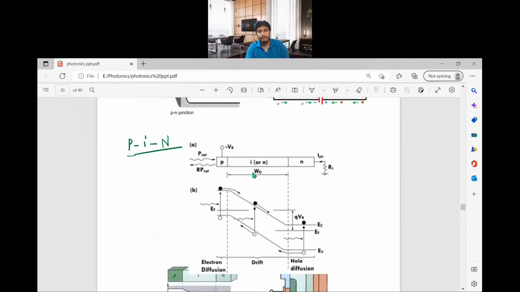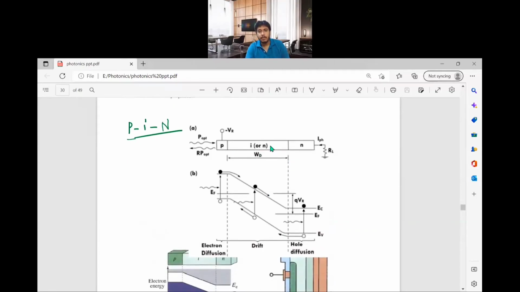So you have the input performance here. But you cannot make this larger because it will slow the device, because the speed of the device depends upon the transit time. Transit time is basically W_D divided by the drift velocity. So if W is more, you will get more transit time. It will take more time for the carrier to travel, so your device will become slow.